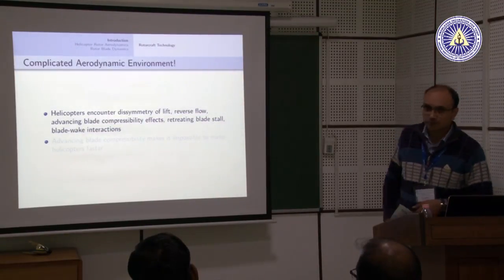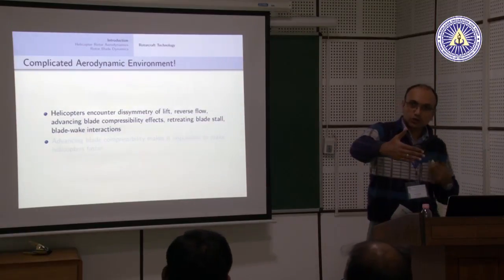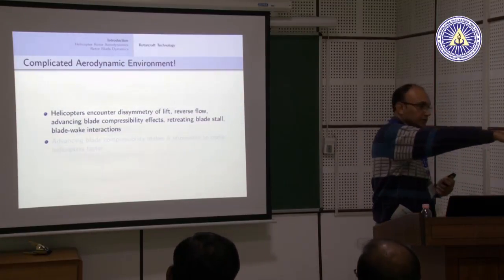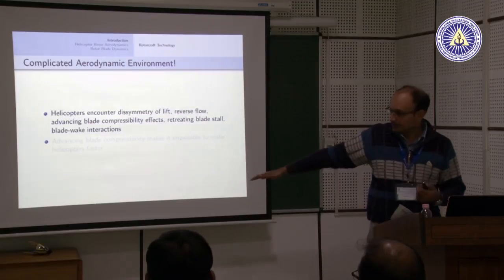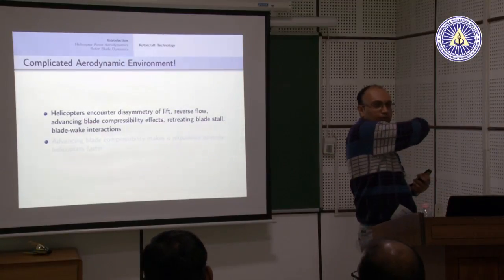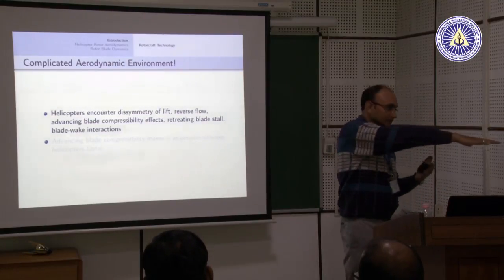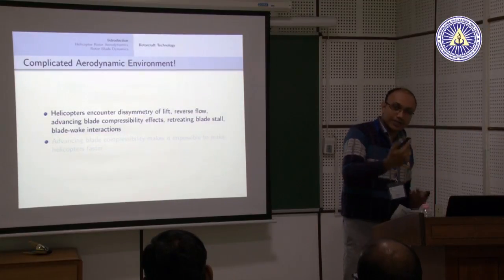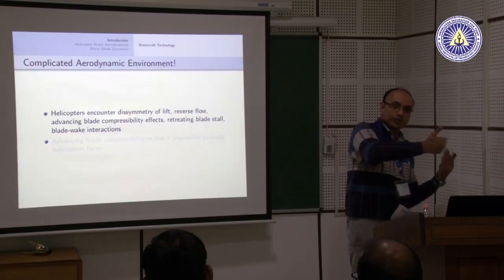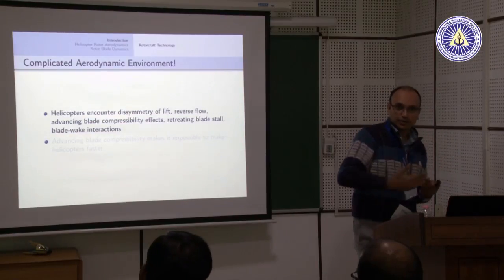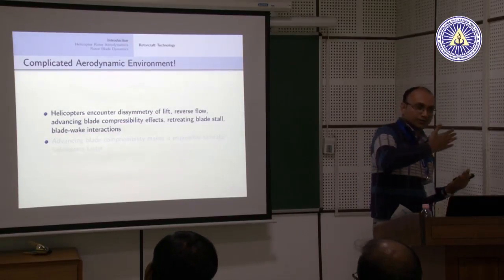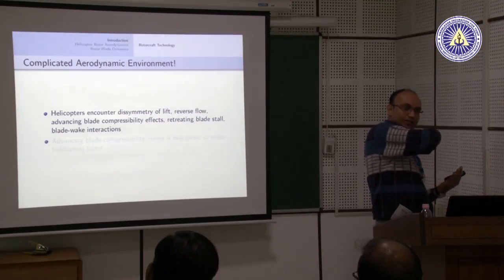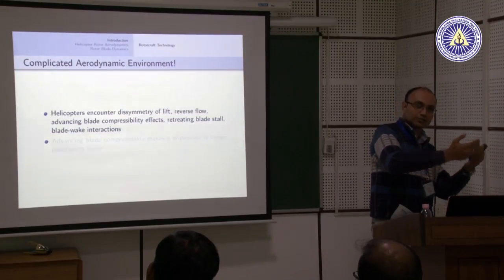Then there is reverse flow. If your helicopter is going too fast, what happens? The blade which is moving away from the wind may end up seeing velocity from the trailing edge to the leading edge. That is, flow will be in the reverse direction, because my oncoming velocity is very fast and my rotor going in this direction will end up resulting in slower velocity.